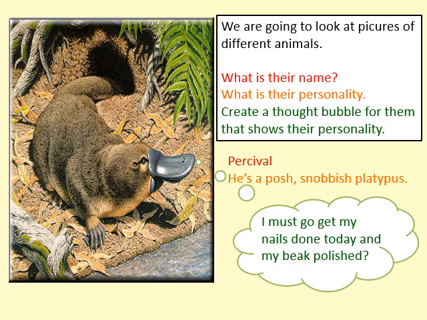There's one here, look, Percival. He's a posh, snobbish platypus. And his thought bubble might be something like, I must go get my nails done today and my beak polished. So there we are, on to the next slide, and you can see what it is that I want you to do. I want you to spend 5 minutes on that, Year 7.